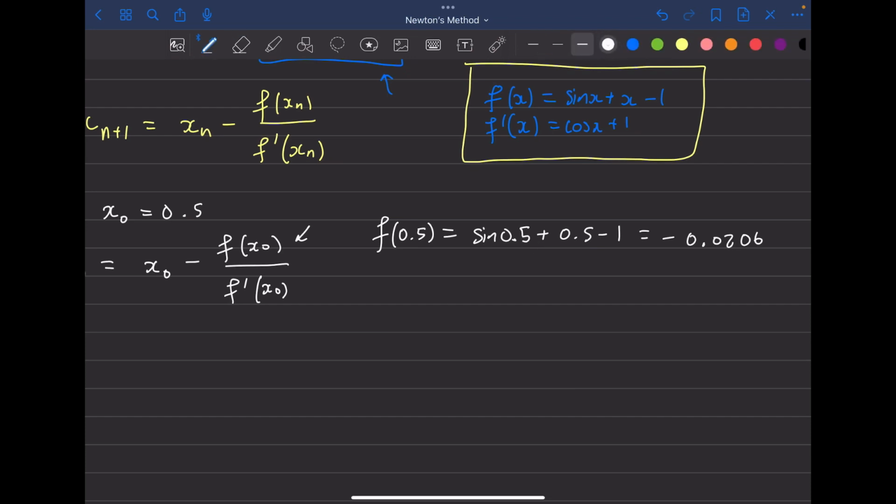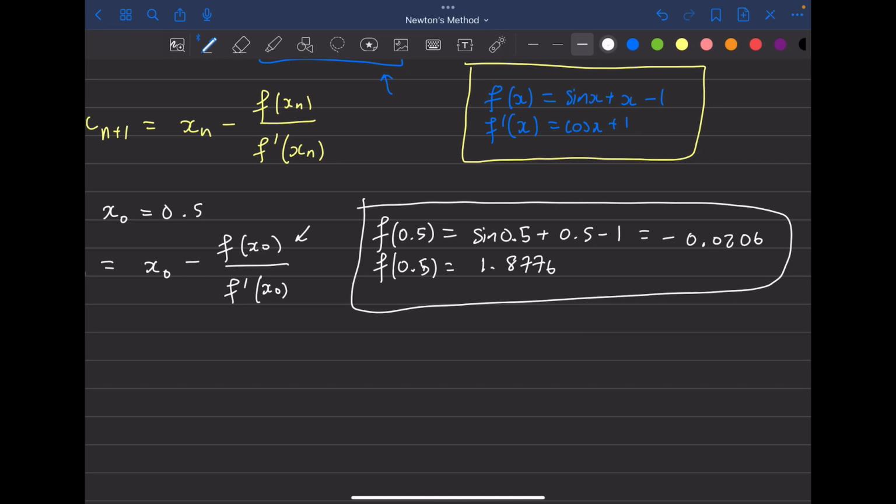I found this using a calculator, so you should do that too, to double check it if you want. And then we also need f derivative of x naught at some point. So f derivative of 0.5 would give us an answer of 1.8776. Once again, the way I found this was I just plugged 0.5 into x and found the answer. And now we have both of these values, which we need.